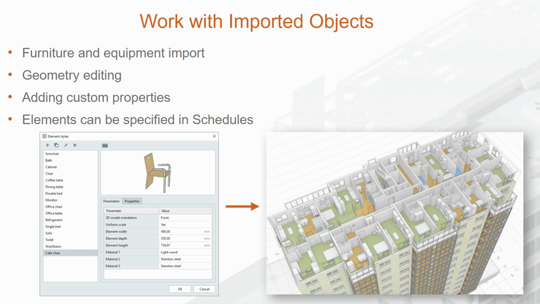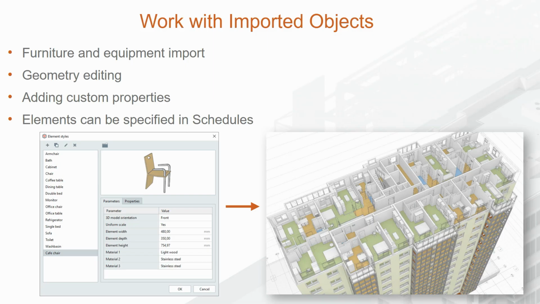Users can also work with imported objects. The system allows users to import 3D models of solid and polygonal geometry, as well as IFC files. Architects can assign custom parameters and properties to imported objects, or modify their geometry. All elements, together with their parameters and properties, will be reflected in the drawings and taken into account in the schedules. One more important feature for architects is the ability to work with textures.